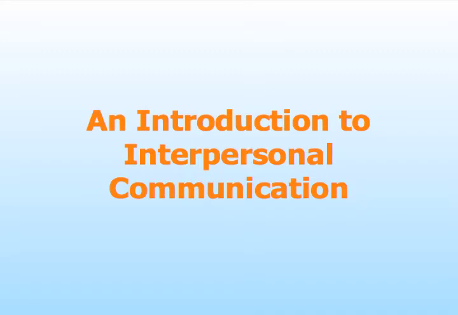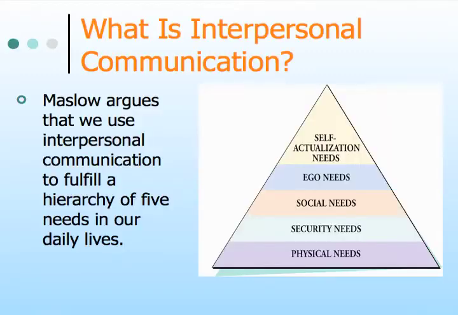All right, so let's begin by looking first at a very common idea behind interpersonal communication, that we do it because of needs. A guy by the name of Maslow argues that we use interpersonal communication to fulfill a hierarchy of 5 needs in our daily lives. You can see those there on the right. He used a pyramid, in this case a triangle, to represent that.